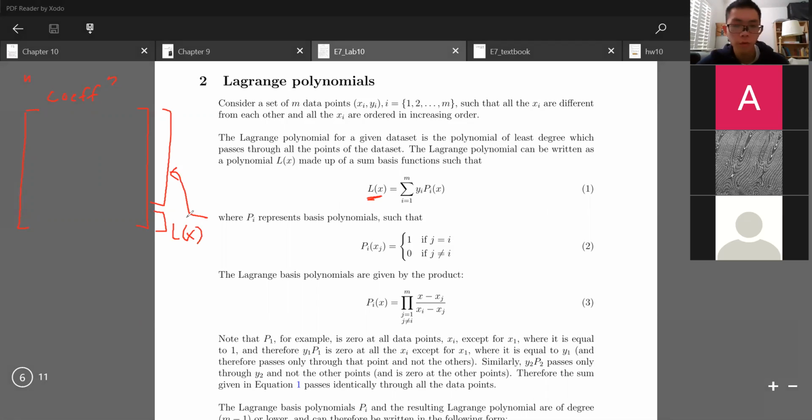But based on what they're telling us, this Lagrange, this final thing in this last row, is going to be the summation of all of our y times pi's. So here's going to be, I wonder if it's worth the time to go through this. Okay, how about this?